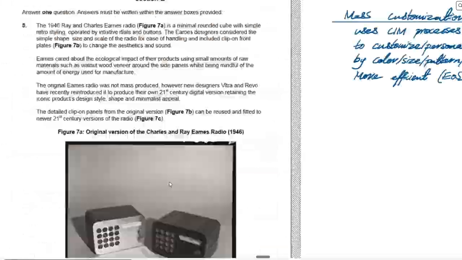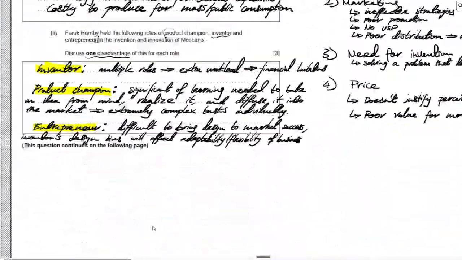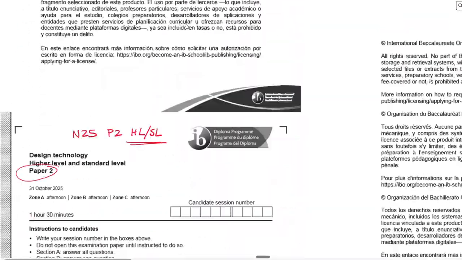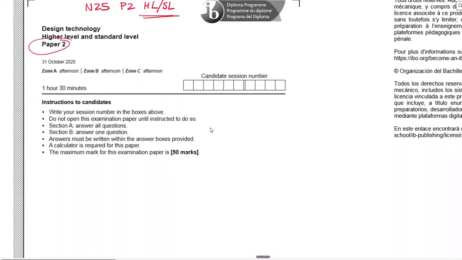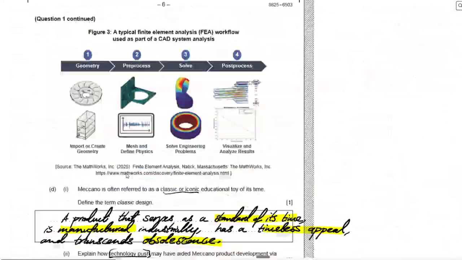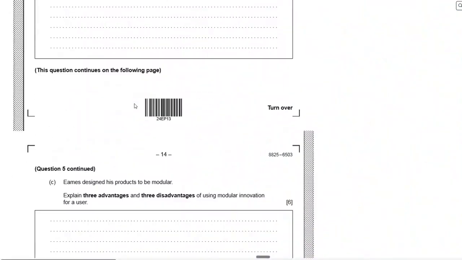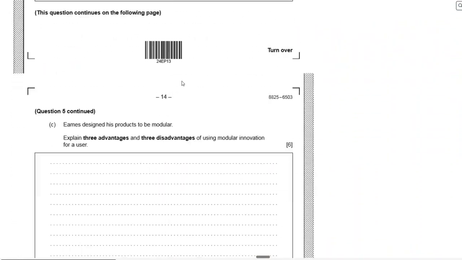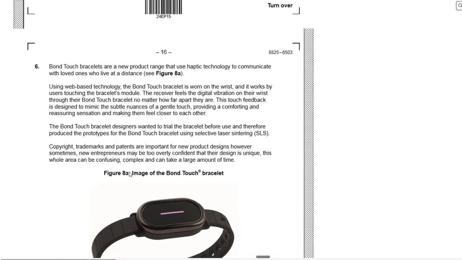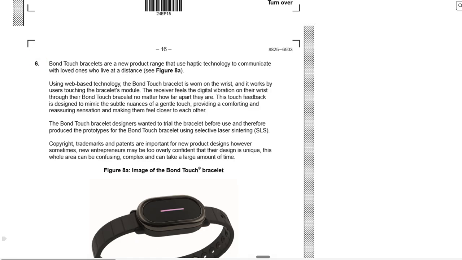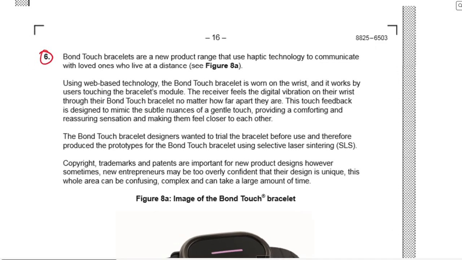Question 6 again. Go check out the playlist for all the other questions. This is November 25, paper 2, HLSL. It'd be exactly the same paper for both. We finished questions 1, 2, 4, and I just skipped over 5 and skipped over 6 as well and went to 7. But now we're coming back to 6. So let's get through this one.